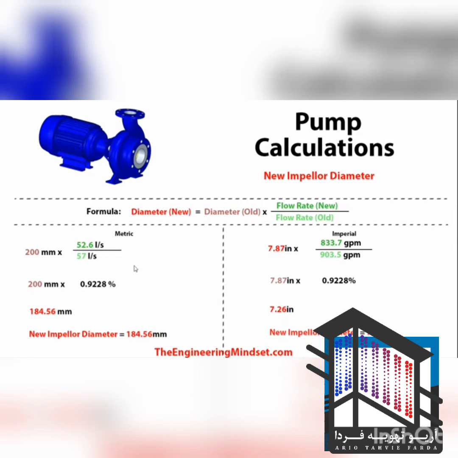So if we drop those numbers in and start doing the calculations, you'll see that the units of measurement cancel out, and that becomes a ratio or percent. And if we multiply that out, or put them both together, then we will get the final answer of 184.56 millimeters diameter, or 7.26 inches.